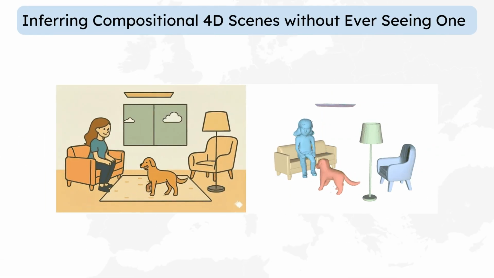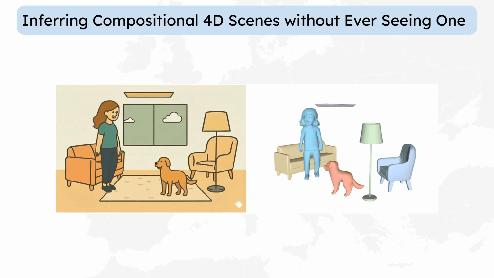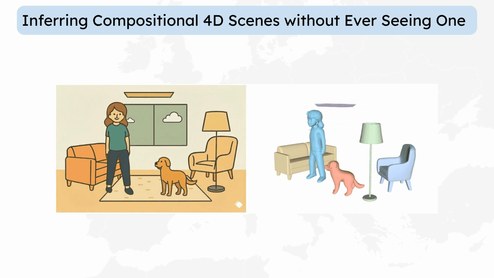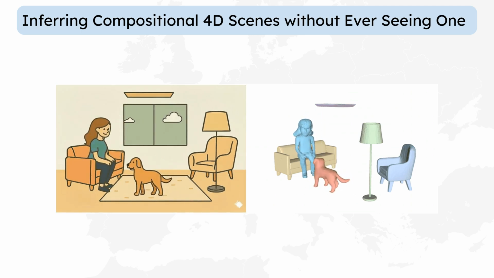Think about how we perceive the world. At any given moment, a scene around us contains multiple objects, some static, like furniture, and some dynamic, like a person or an animal moving through it. The whole scene evolves in both space and time. That's what we mean by 4D.